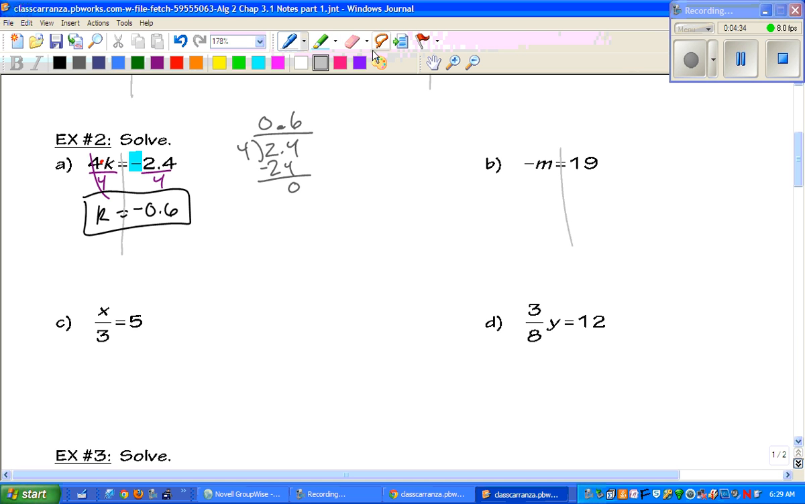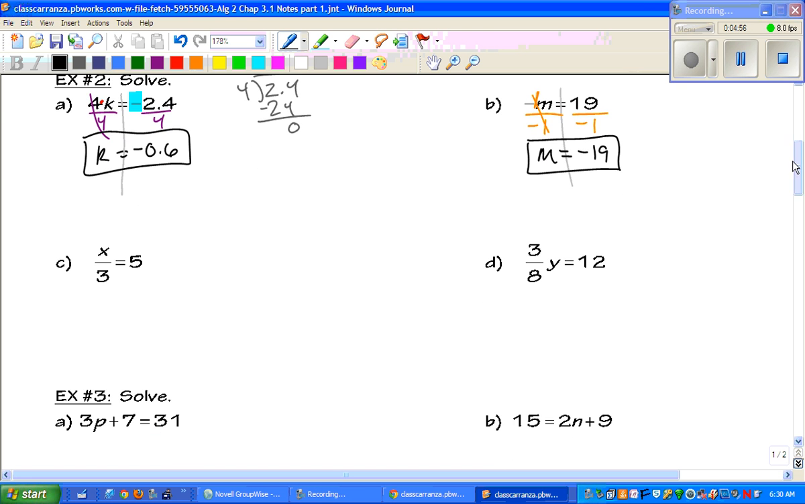All right, B. Is the m by itself? Is it? Nope. There's a negative 1 in front of it. So to get rid of a negative 1, that is multiplication. So we're going to divide, and you get m equals negative 19. C. x over 3 equals 5. That is division. The inverse of division is multiplication. And we get x equals 15.